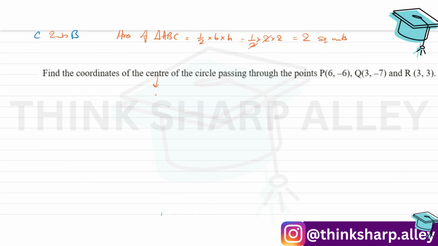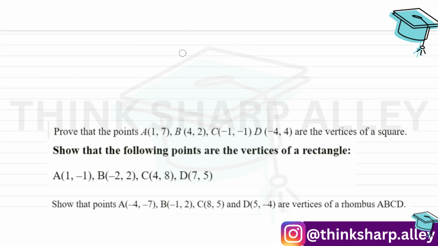So we'll take the center of the circle as, let's say, C (x, y), and we'll proceed like before. C is equidistant from P, Q and R. So CP will be equal to CQ will be equal to CR, as well as their squares will also be equal, and we'll get the values of x and y. Since we have already done a sum like this, I'm not doing it once again. We are moving on to the next question.